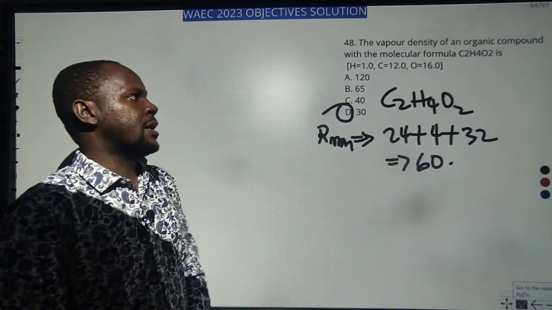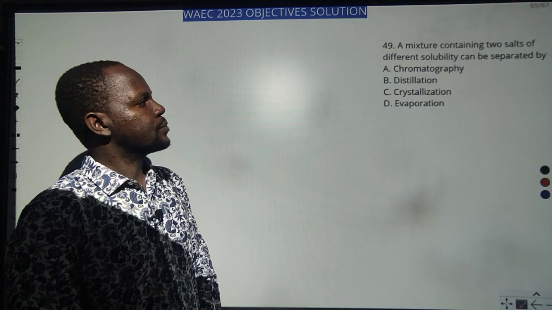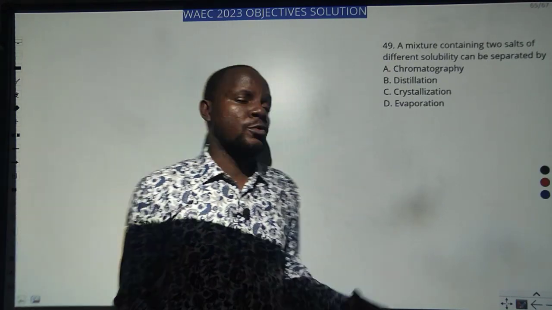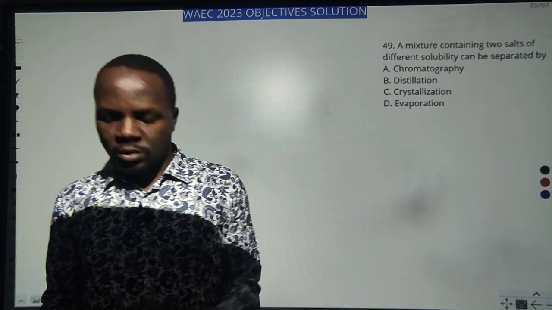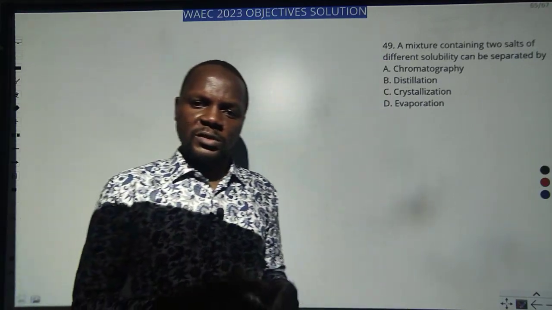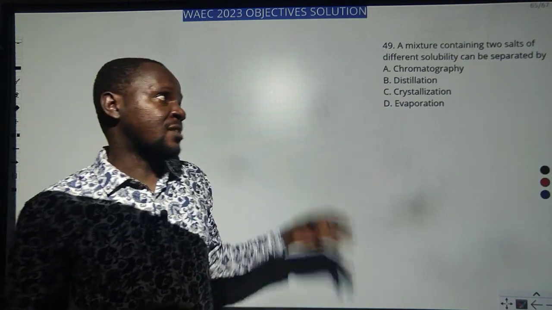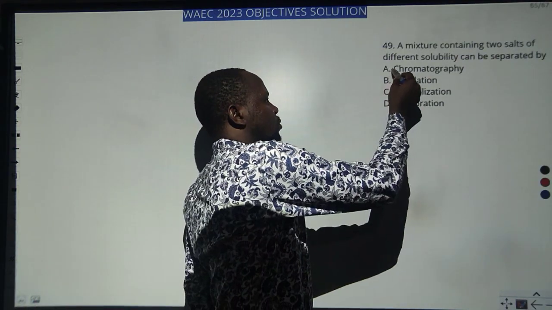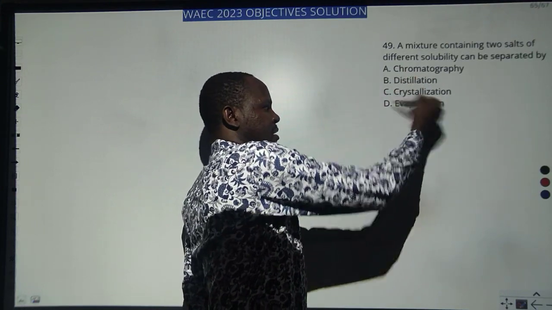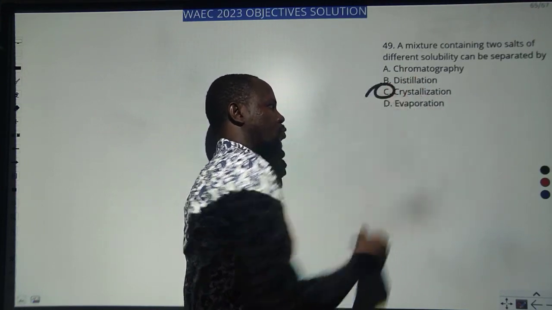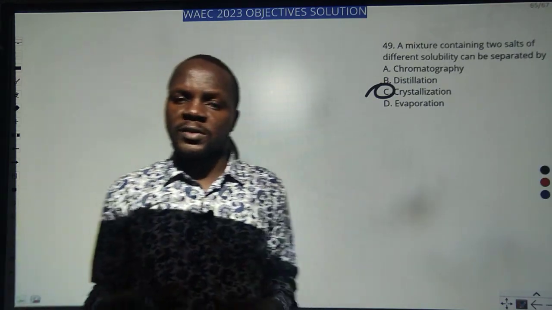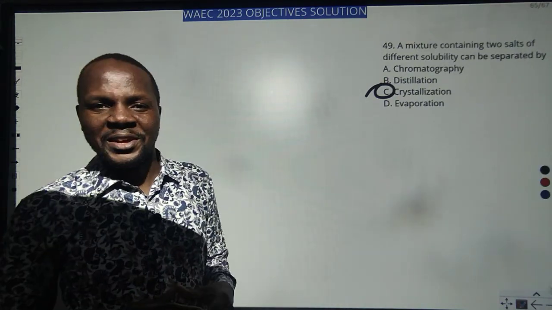Next one, 49. A mixture containing two salts of different solubility. The technique that defines the separation of salts of different solubility is called crystallization. So no doubt this one is talking about migration. This one is talking about boiling point. This guy is talking about what? Solubility. And the last one is talking about two substances, where one must be solid and the other must be liquid.